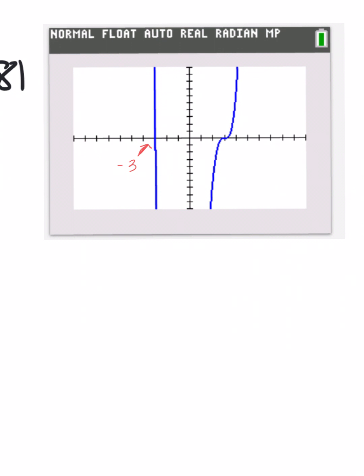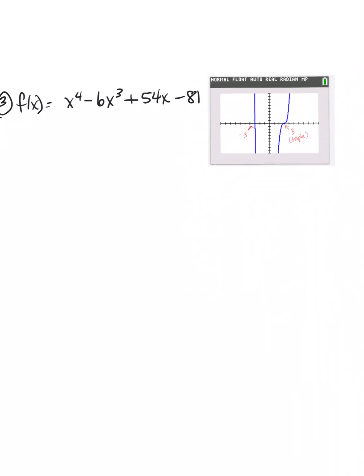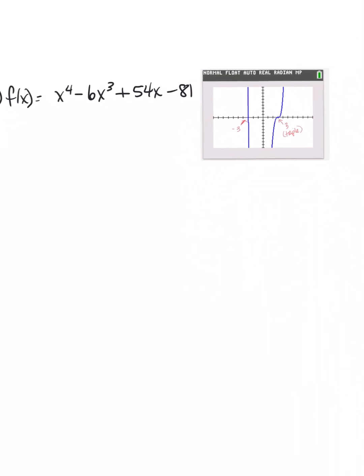But this one over here on the right, it's going through at 3, right? But notice how it's flattening. So that means it's a triple root. So we're going to have to use it 3 times. And that will account for all 4 roots. So let's get after this.